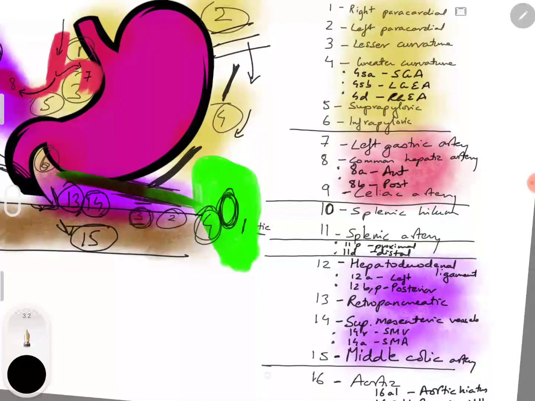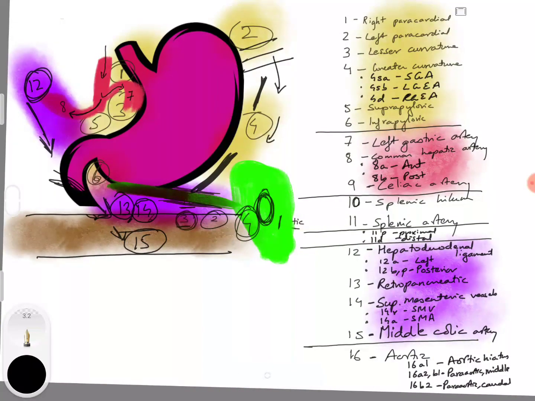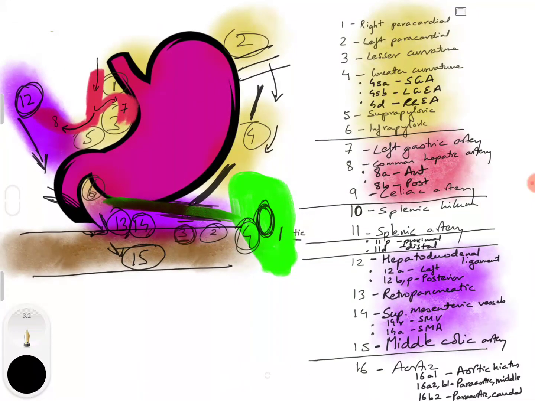So let's take a look again at the 16 lymph node stations. Right pericardial 1, left pericardial is 2, lesser curvature is 3, greater curvature is 4, divided into short gastric artery, left gastroepiploic artery, right gastroepiploic artery. 5 is suprapyloric, 6 is infrapyloric. Then we have 7, 8, and 9, which are arteries. Left gastric artery, common hepatic artery, divided into 8A and 8B, anterior and posterior. This is supposed to be 8P, not B.